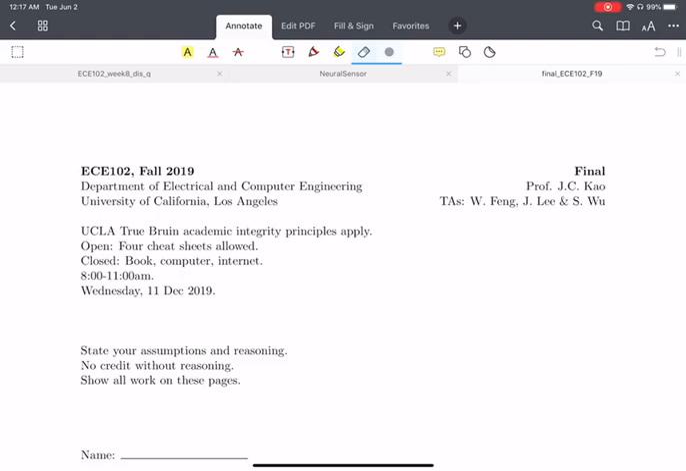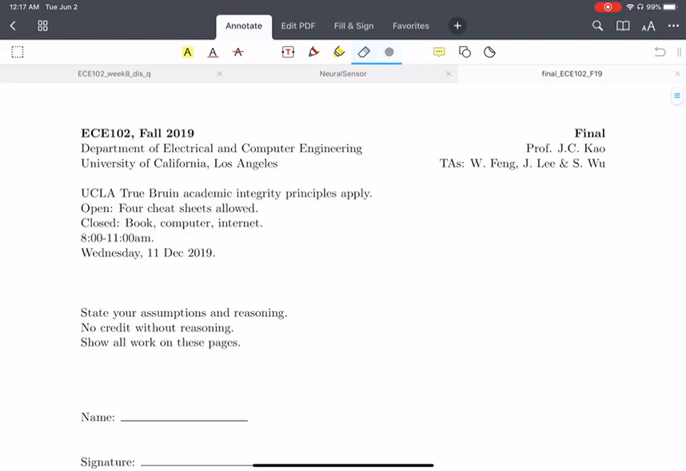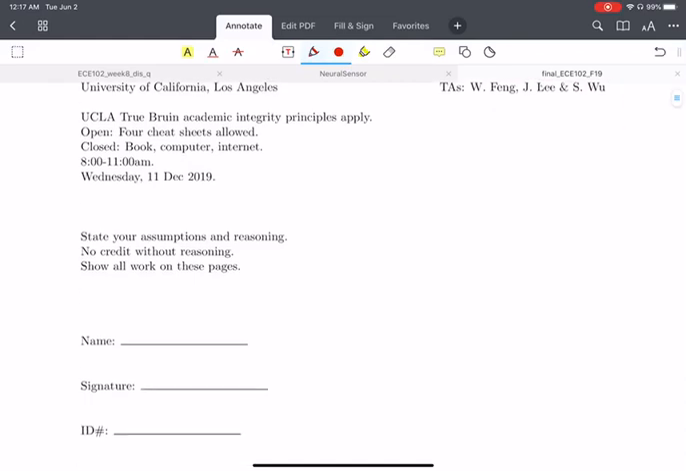Hello everyone, this is the discussion for week 10, the last week of the lecture, and Wednesday will be the final exam. So in this week's discussion, I will briefly go through last year's final exam.